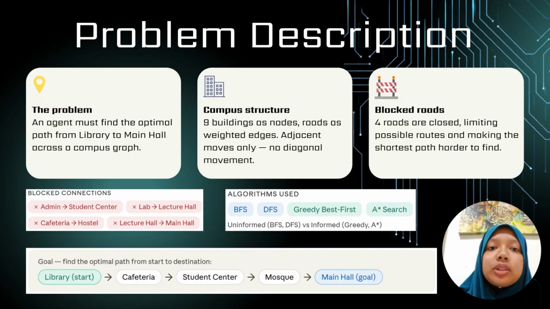To solve this problem, we implemented 4 search algorithms, which are BFS, DFS, Greedy Best-First Search, and A-star search. These algorithms are then compared based on several criteria such as path optimality, nodes expanded, time efficiency, memory usage, and heuristic effectiveness to determine which algorithm performs best in finding the optimal route.